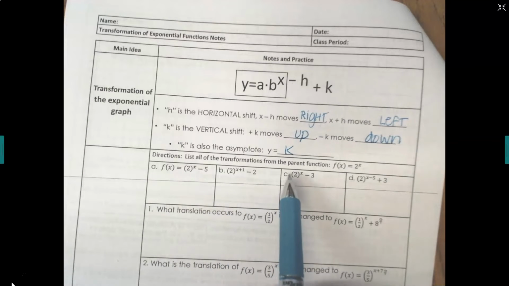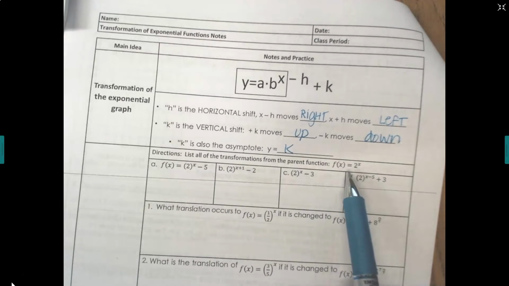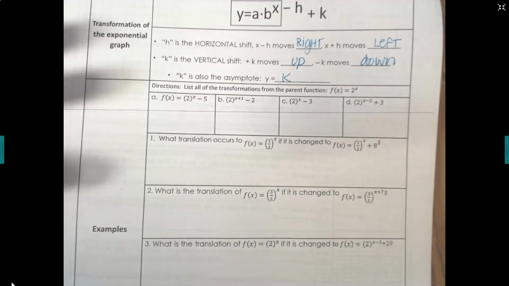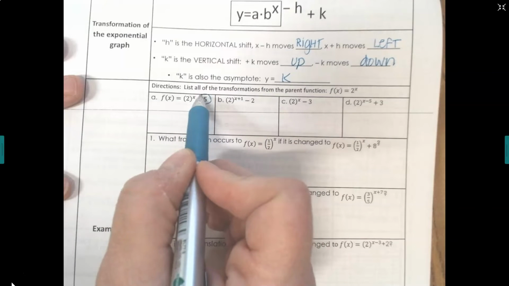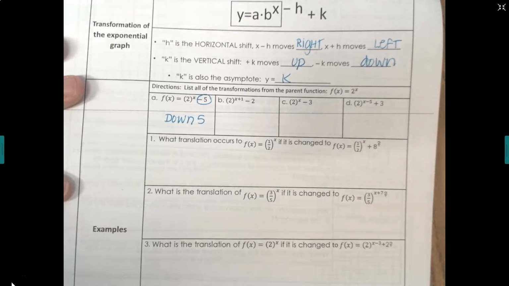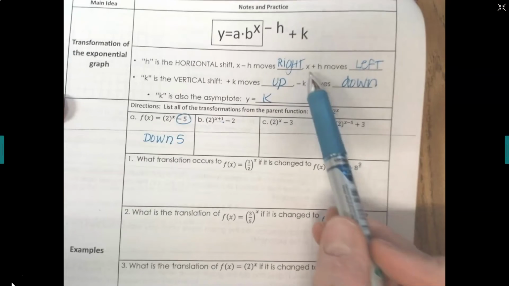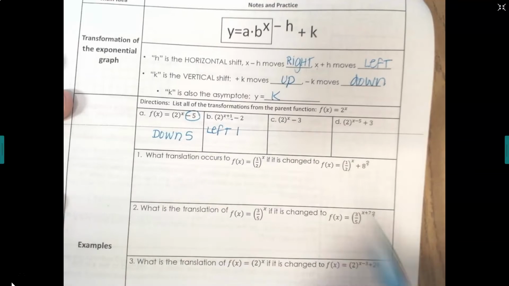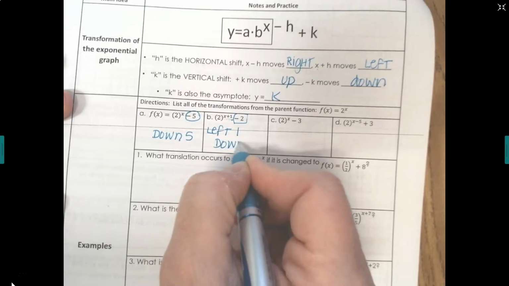All right, so let's take a look. We're going to list all the transformations from the parent function. So this is the parent function. All other equations are born from this one. And we want to see how each of these compare to this equation. Okay, so this says f of x equals 2 to the x minus 5. We have a minus 5 on the end, so that means the whole graph will move down 5. Compared to the parent graph, we have x plus 1. Remember, if it says x plus, it's actually moving to the left. So this is going to move left 1. And then the minus 2 on the end says it's going to go down 2.